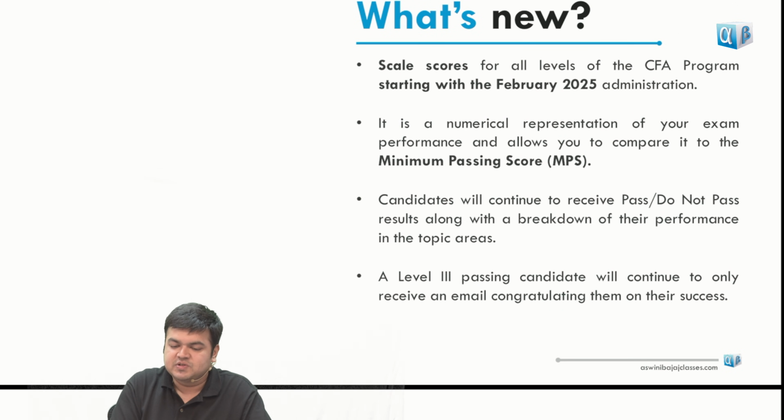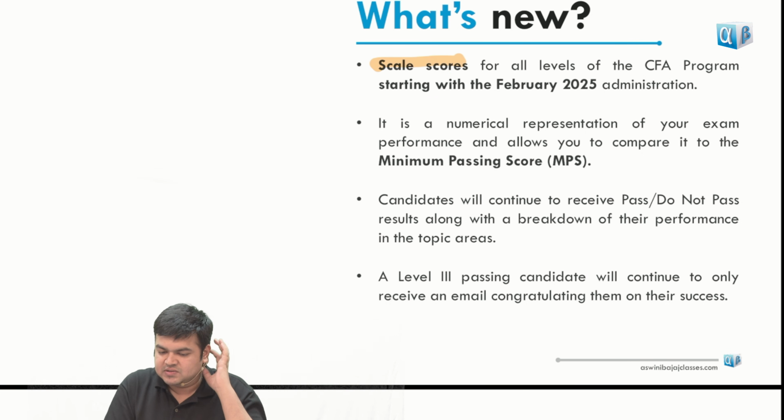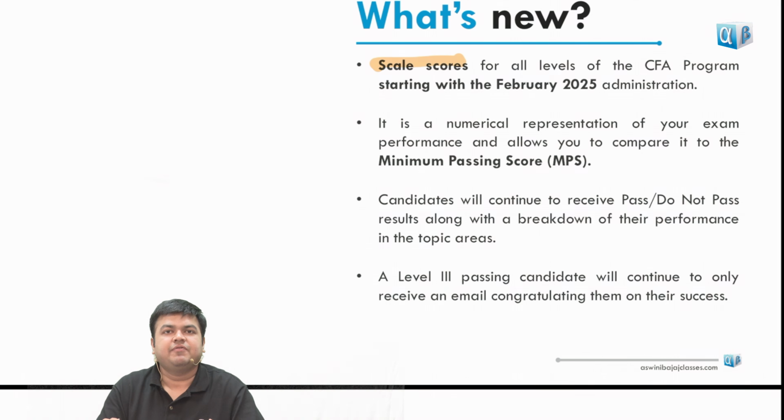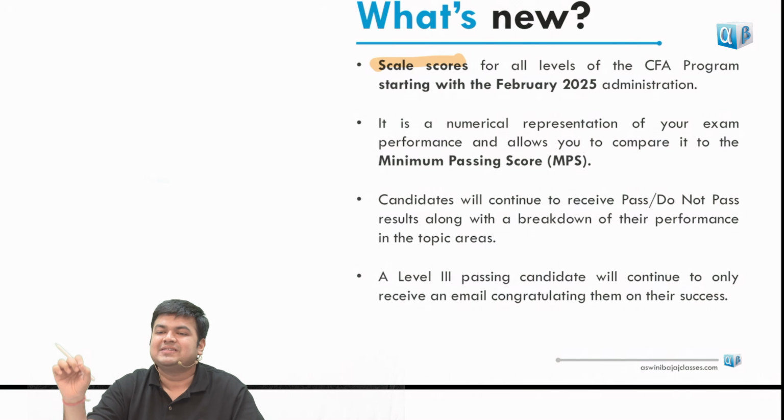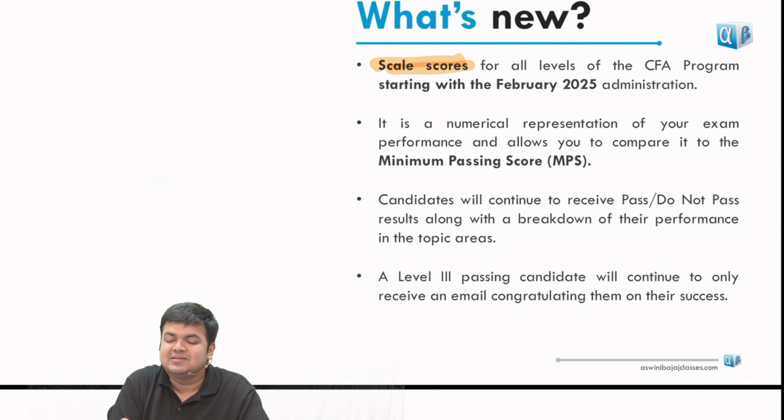So let's see. First of all, we are going to be having scale scores. So you will not be getting, for example, out of 100 marks or out of 100 questions or 90 questions or whatever number of questions, whether you got 70 right or 60 right or 50 right. That is not what you will get. You will get something called the scale score.